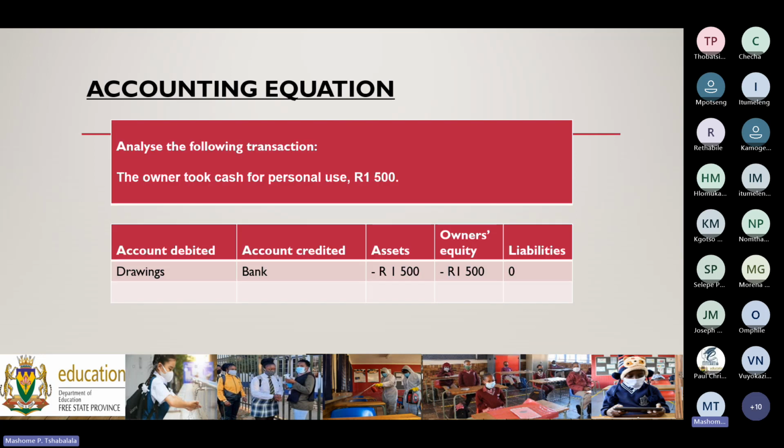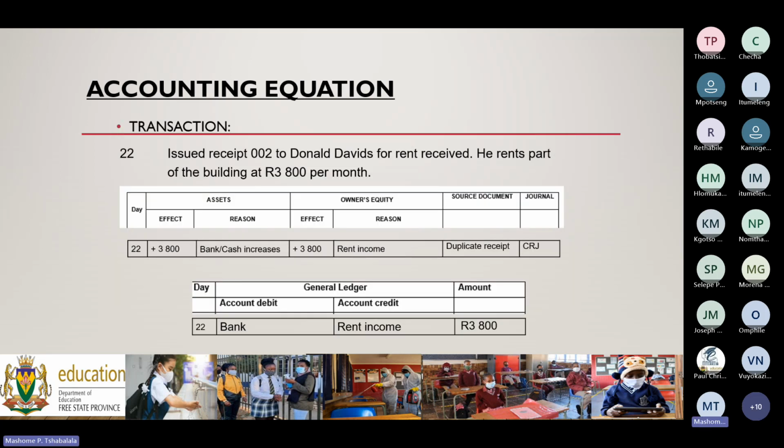On our format, we are saying the account to be debited is drawings, which has a negative impact on the owner's equity. Then the bank is negative 1,500. It affects assets negatively. So assets of the business will decrease because the owner took the money from the bank account of the business. Now, the next one: issue receipt number 002 to Donald Davids for rent received.